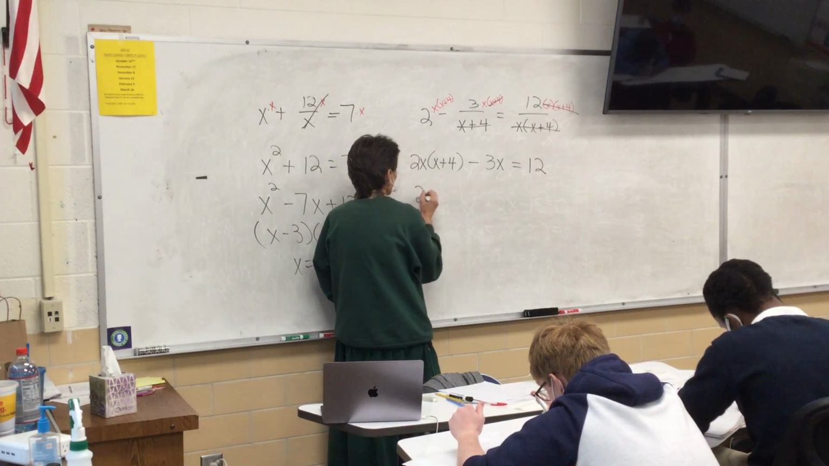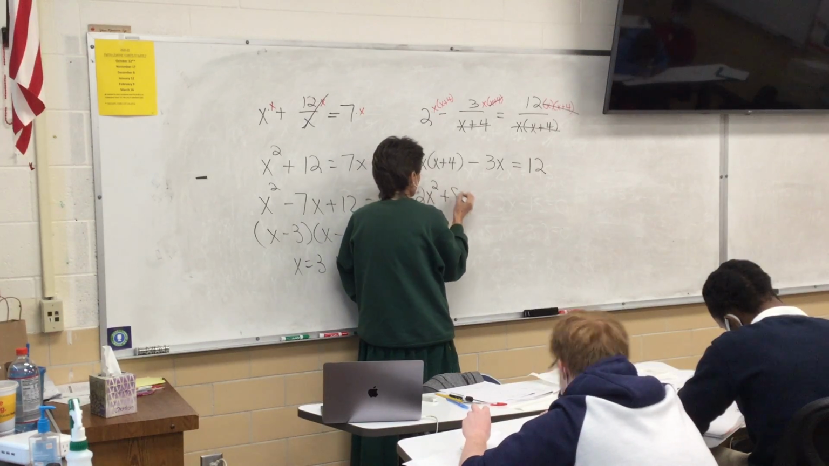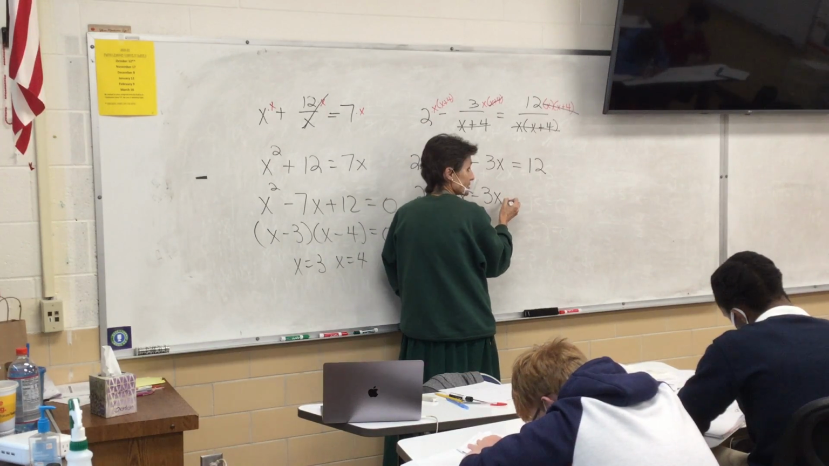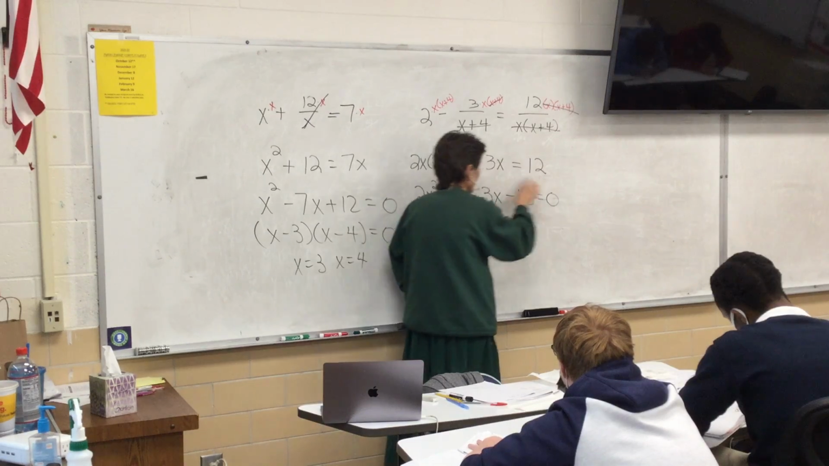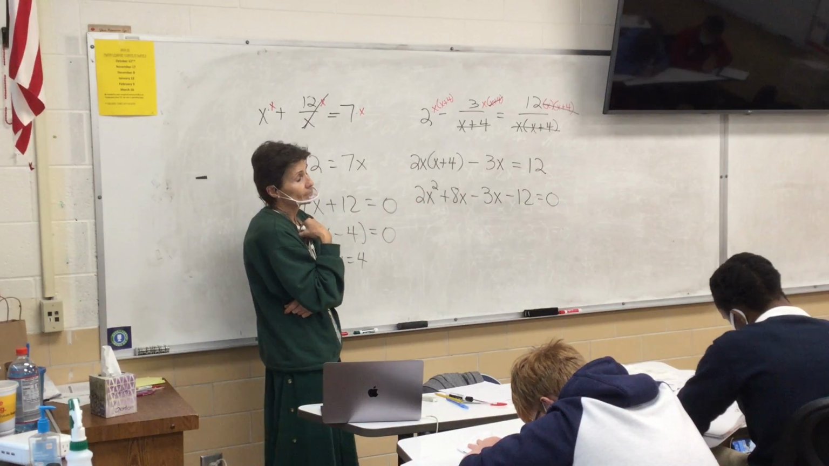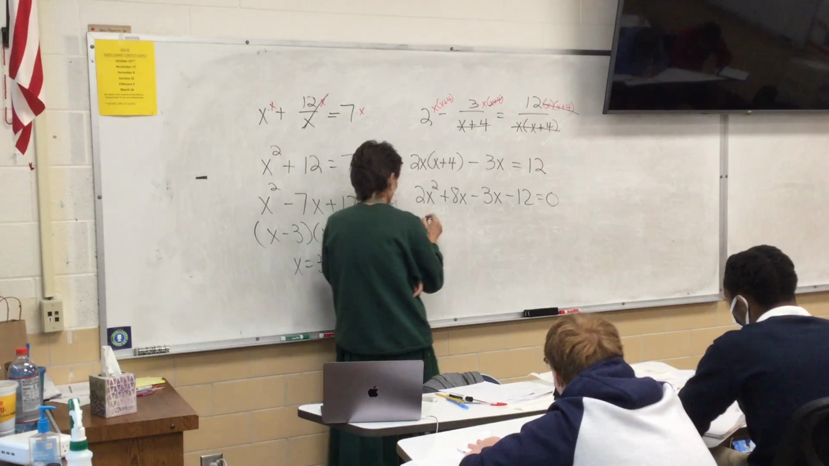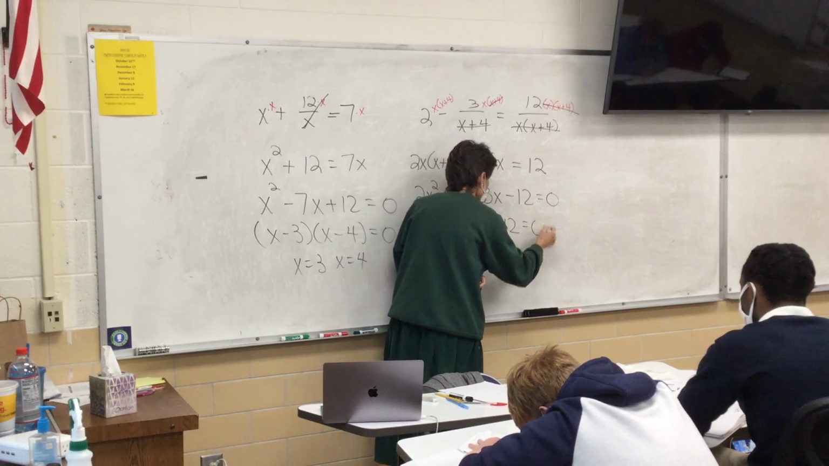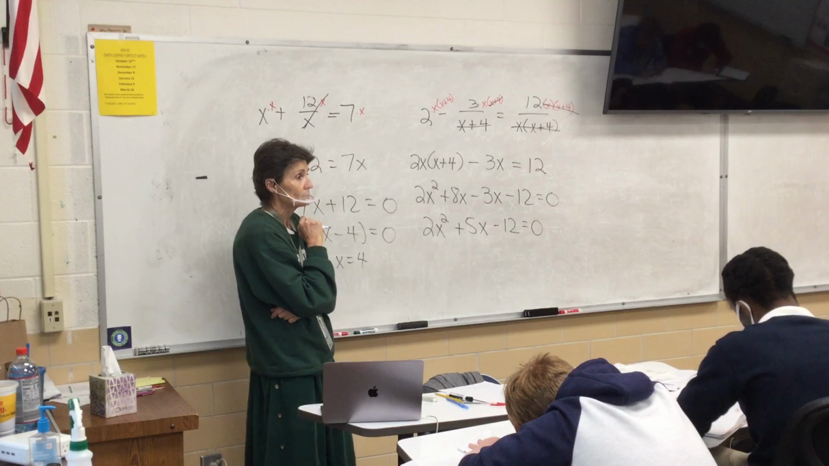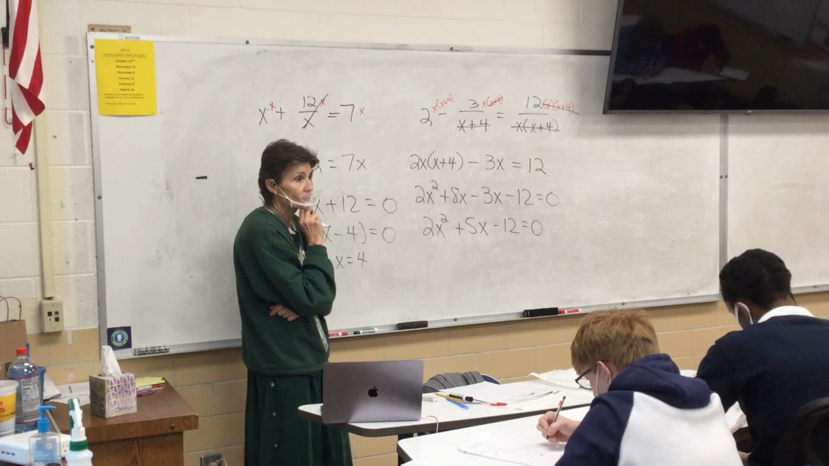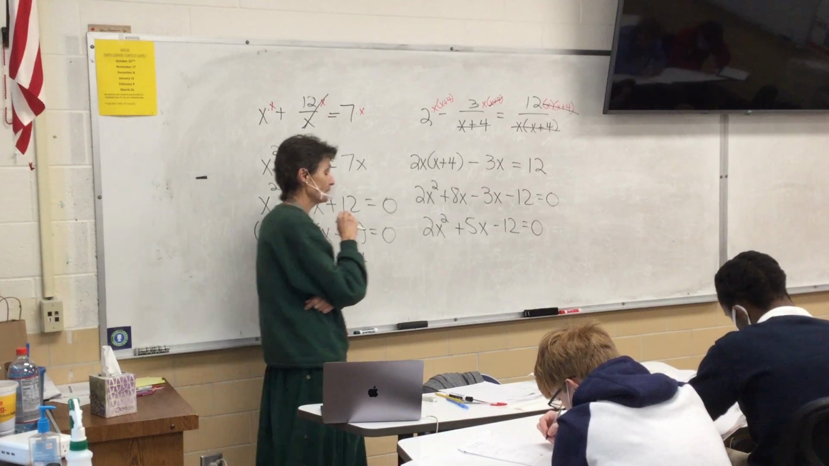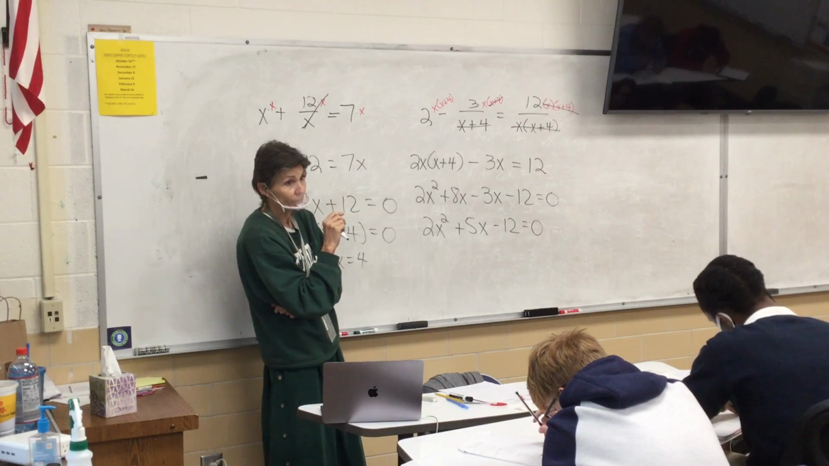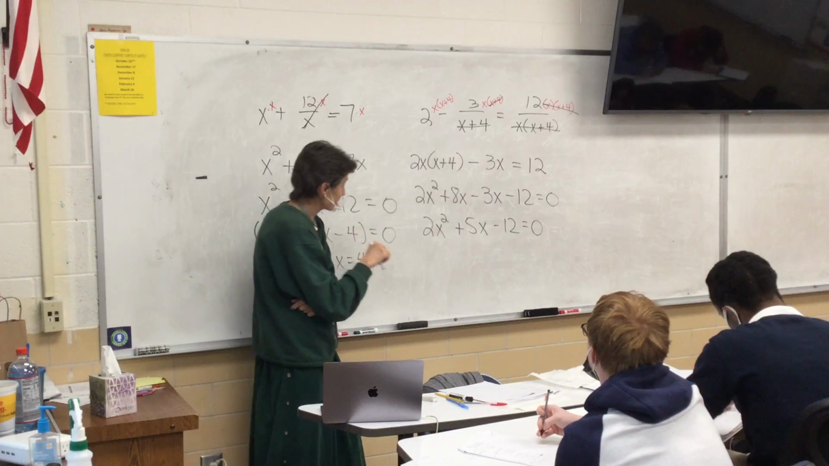So now I've got 2x squared plus 8x, I'm just distributing, minus 3x, minus 12 equals 0. I'm going to go ahead and bring that 12 over. That would be plus 5x. So now 2x squared plus 5x minus 12 equals 0. Now, since you are literally solving this equation, you're not graphing it or anything like that, you could use the quadratic formula if you wanted. No, I don't think so.